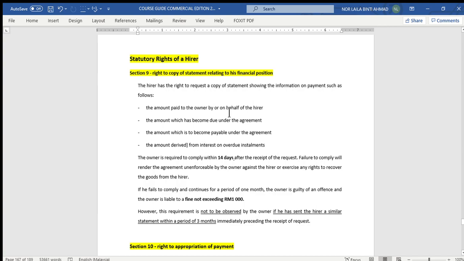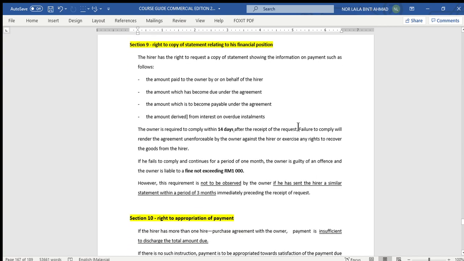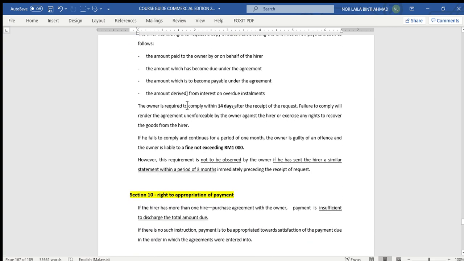Okay, it means overall the financial statement. Berapa jumlah installment yang you dah bayar, yang you belum bayar, and so on. And the owner is required to comply within 14 days after the receipt of the request. So only 14 days are given to the owner to comply with the request. Failure to follow the request renders the agreement unenforceable by the owner against the hirer, or exercise any rights to recover the goods from the hirer.